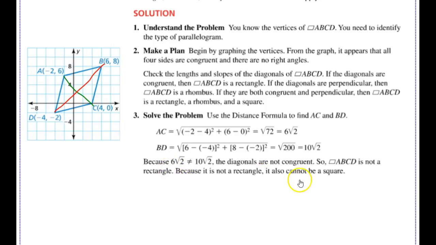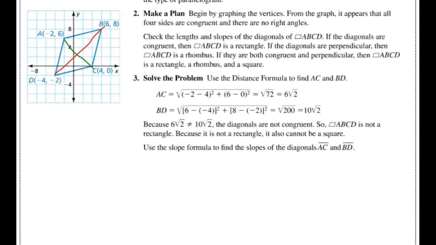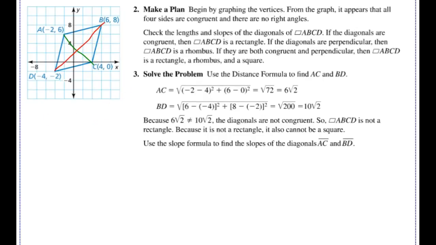Then I also know that it cannot be square, right? Because if it's not a rectangle, it's not a square. So now let's see if it is in fact a rhombus. And I know that it would be a rhombus if these two were perpendicular. So I'm going to look at the slope between these two.